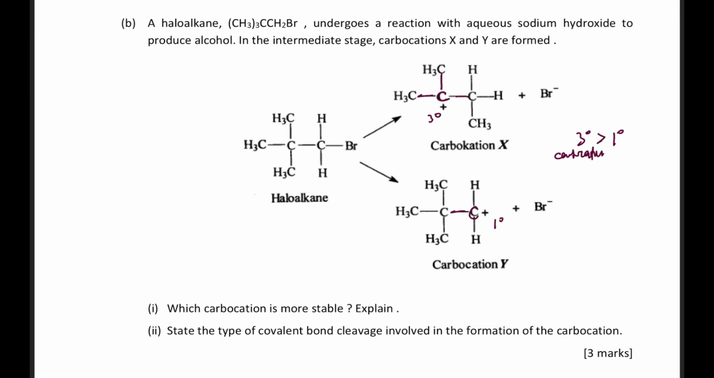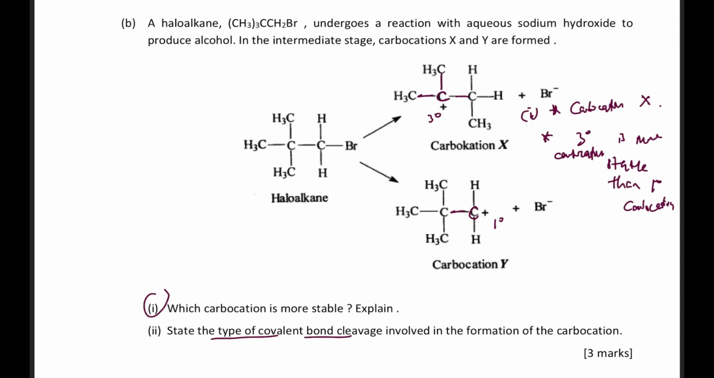So tertiary is more stable than primary. Tertiary carbocation ion. Okay. Kita mau jawab macam mana ni? Kita jawab tertiary carbocation ion is more stable than primary carbocation ion. Okay. Oh, so jawapannya adalah carbocation ion X is more stable. The answer for number 1. So that is number 1.